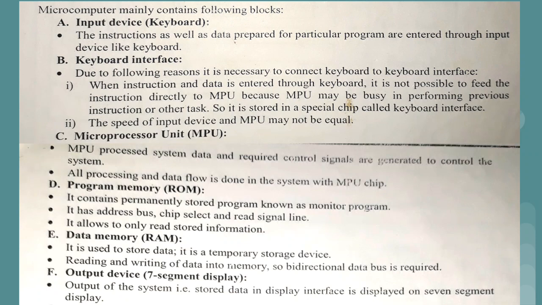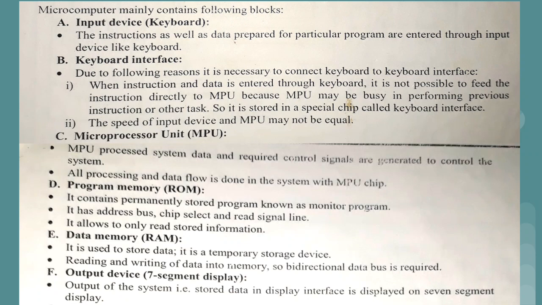The first component of the microcomputer system is the input device. The keyboard is nothing but the input device, with the help of which we can provide data or enter instructions to perform a specific task. So for that we have the input device, that is the keyboard. Then there is one more device, the keyboard interface.